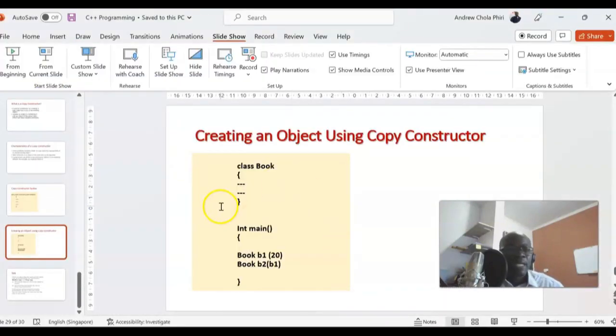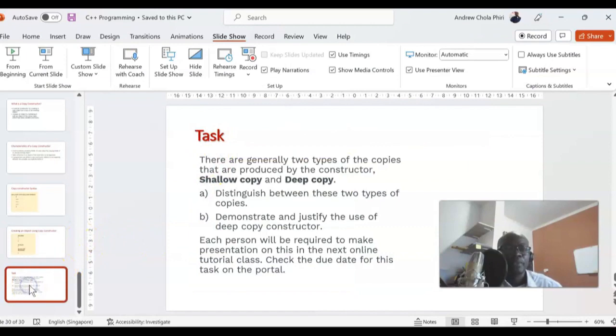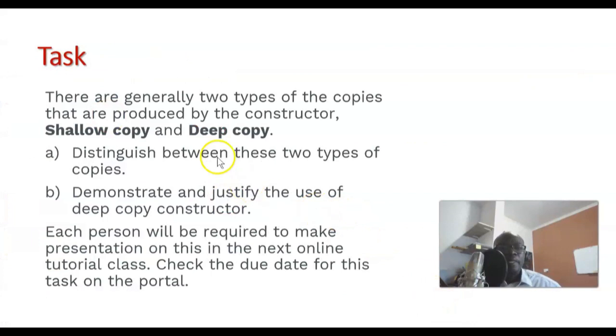So now I have a simple task I want you to do. This is for your research work, and this is the task. There are generally two types of copies that are produced by the constructor. There's one called a shallow copy, and there's another called a deep copy. These are types of copies which can be produced by a copy constructor. Now I want you to distinguish between these two types. What is the difference? And number two, I want you to demonstrate and justify the use of deep copy constructor.